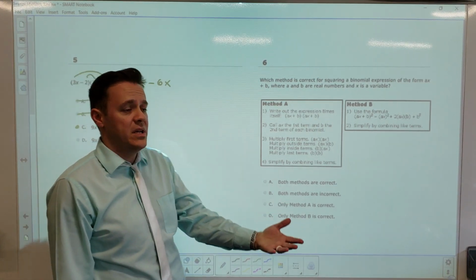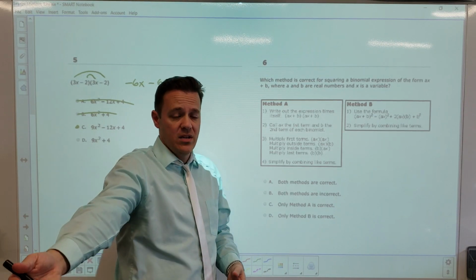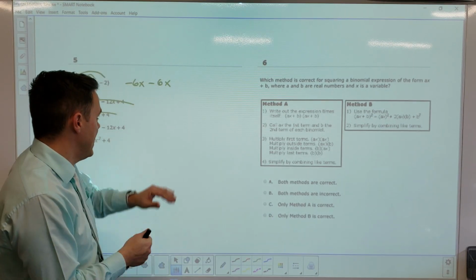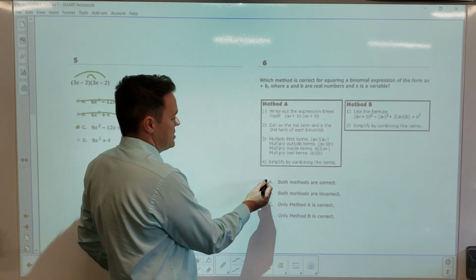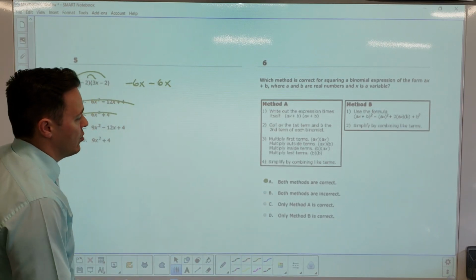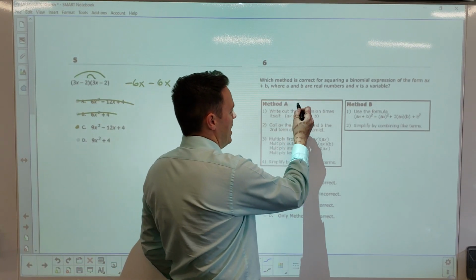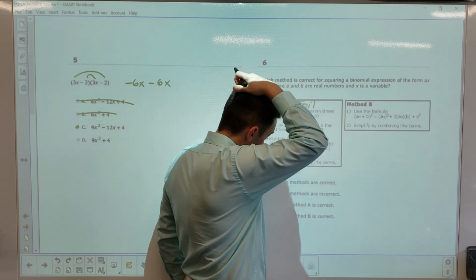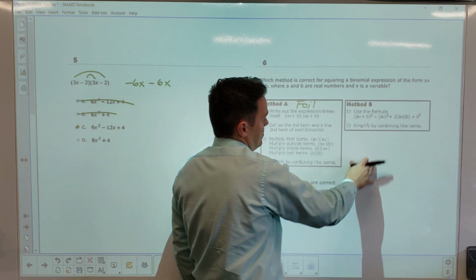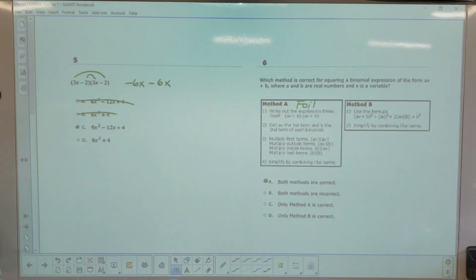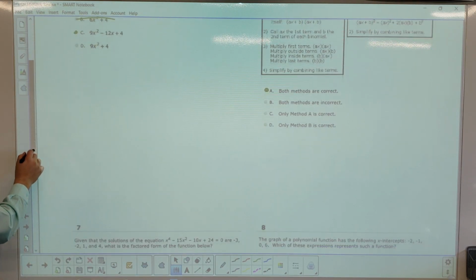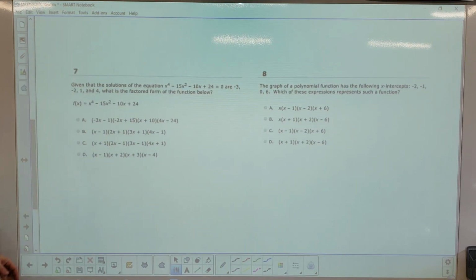So if I owe somebody $6 and then I owe somebody else $6, I now owe 12. I didn't pay any money back. Number 6 is A. Both of these methods are correct. This is actually the FOIL method right here. And then there's a property of power that is related to that. I just don't have it written down, and I'm not too concerned at this point.